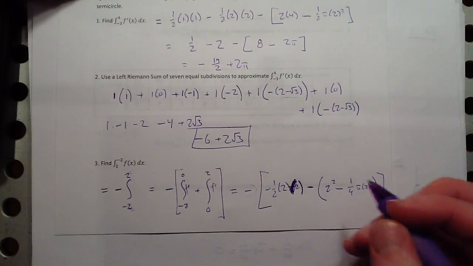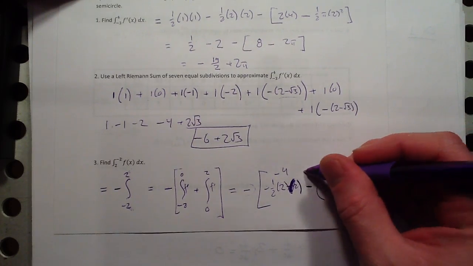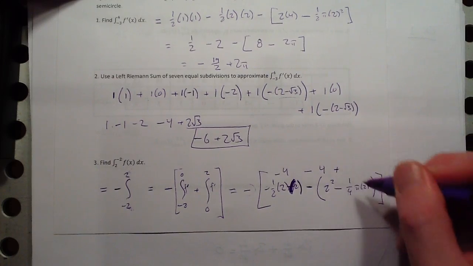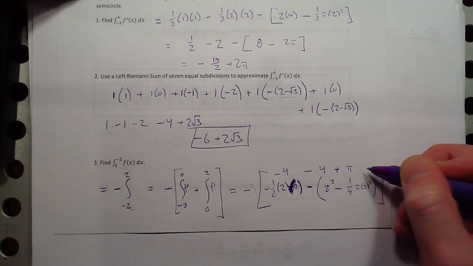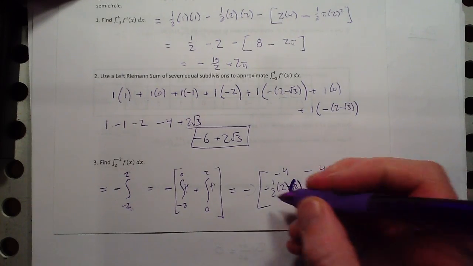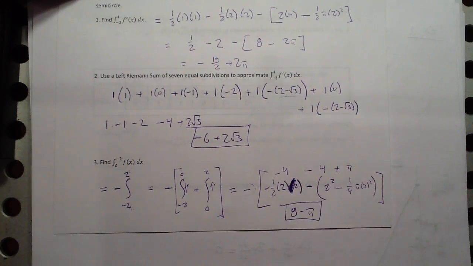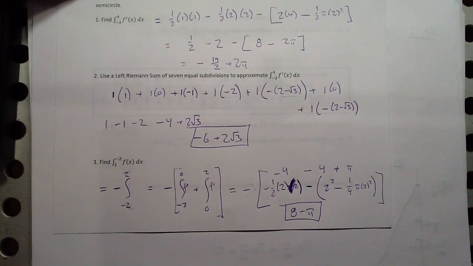All right, let's see if we can clean that up. This is negative 4. This is minus 4 plus pi. So that's negative 8 plus pi. Switch the sign, so it's 8 minus pi. Alrighty.